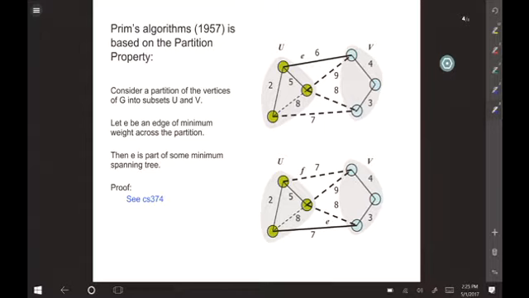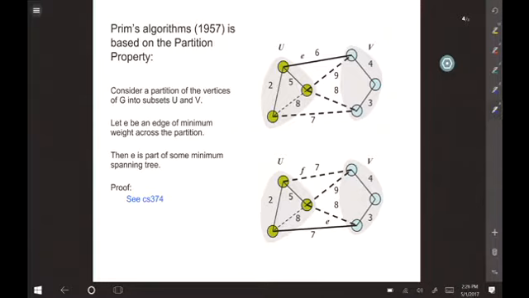So Prim's algorithm, developed about the same time, relies on the following observation: if you take any graph and any partition of the vertices into two piles, okay, take any graph in the world, cut it in half, put some vertices over here, some vertices over here, then look at the edges that cross between the two sets. The minimum weight edge will be on a minimum spanning tree. Okay, so there exists a minimum spanning tree containing that minimum weight edge.